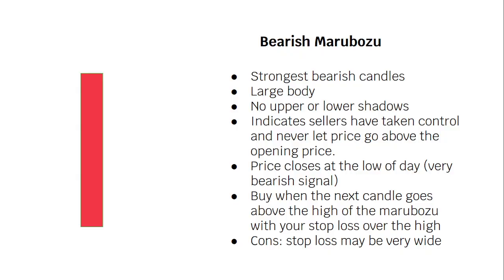Okay, so every candle has its opposite candle, and the bearish Marubozu is the strongest bearish candle. This means sellers were in complete control. So this has the large body, relatively no upper or lower shadows, and price is going to close at the low of the day.